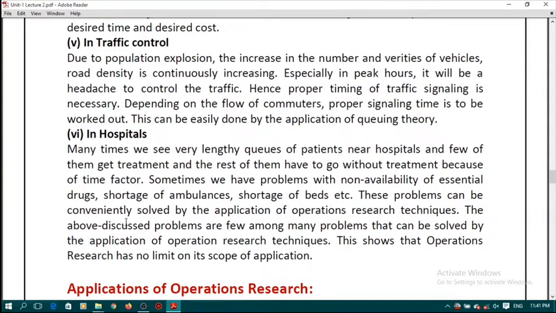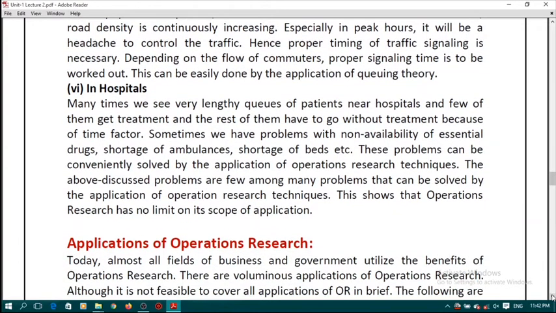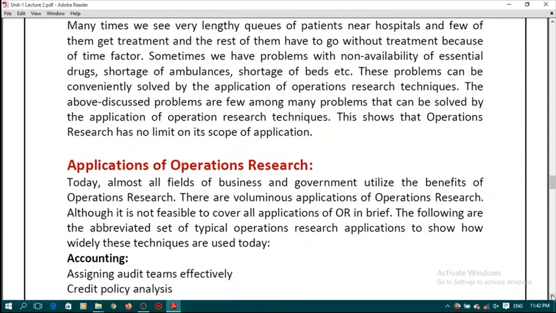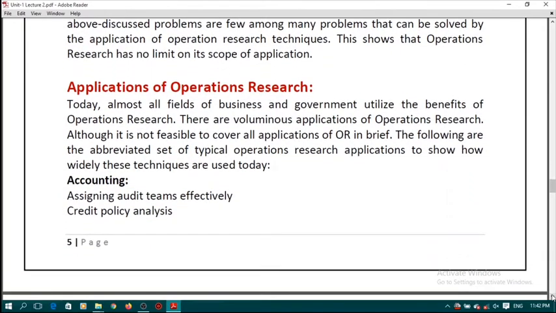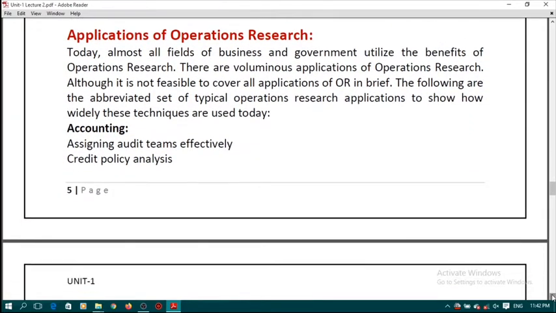The problems discussed above are a few among many problems that can be solved by the application of operation research techniques. This shows that operation research has no limit on its scope of application. So here we mention some major fields. You can add more fields also in the scope of application. Now let's discuss some applications of operation research.